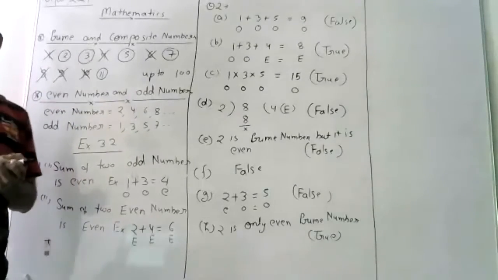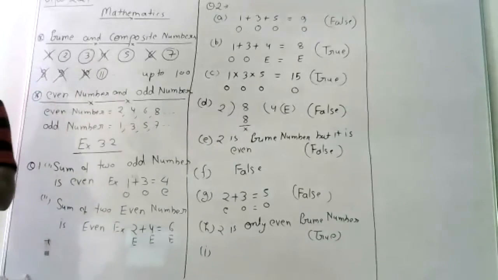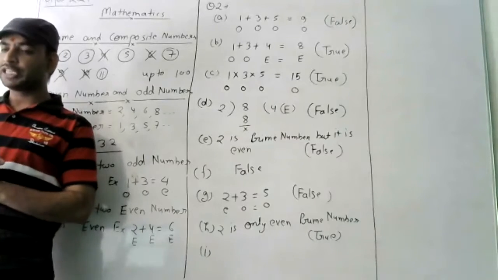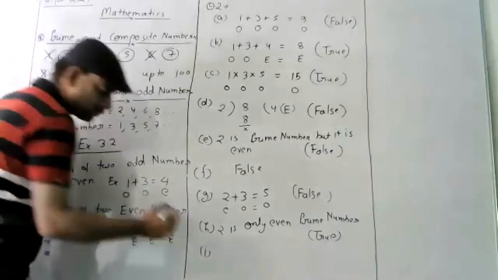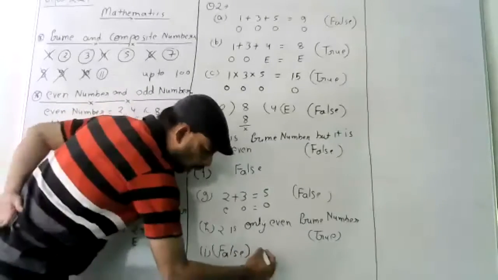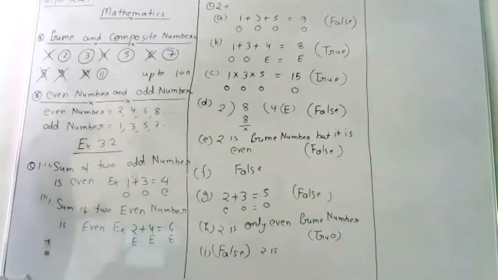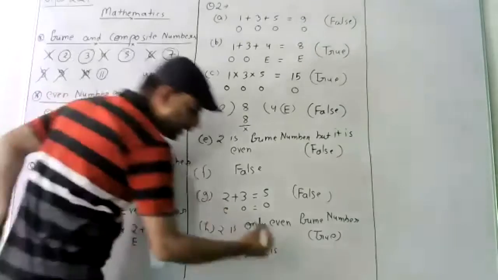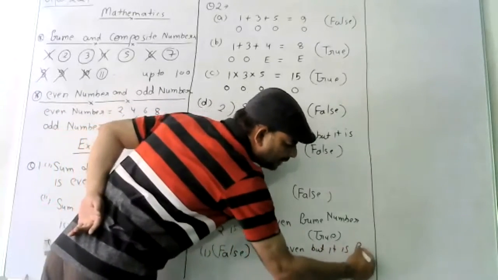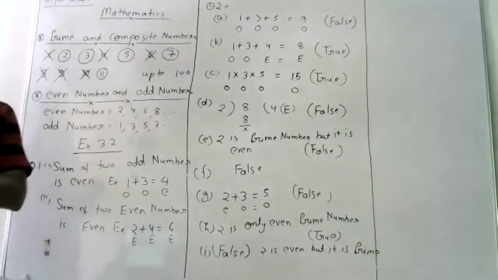And the next statement is I. In this statement, all even numbers are composite numbers. This statement is false because 2 is an even number but it is a prime number, not composite. So this statement is false.